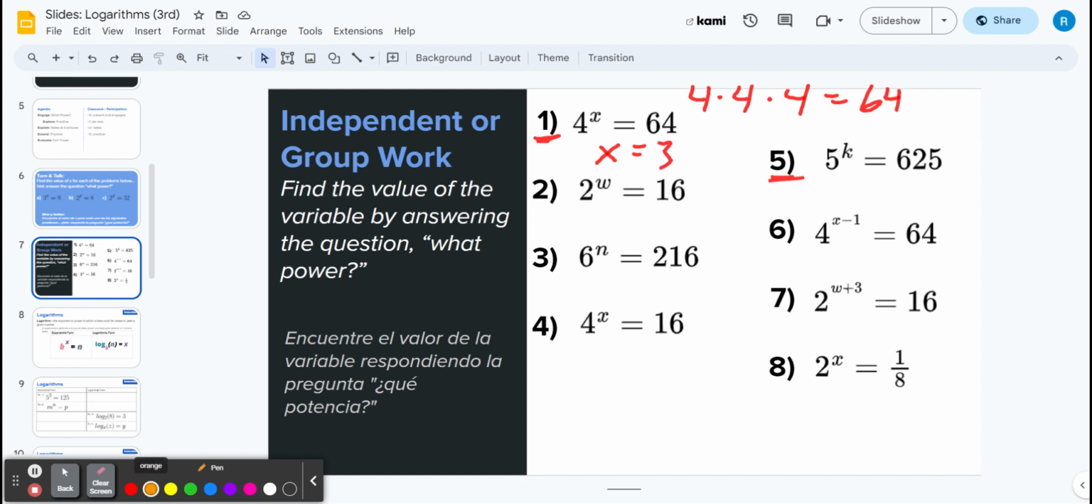If we try that for problem number 5, 5 to the k power equals 625, trying to figure out what k equals. 5 times 5 is 25. That doesn't go far enough. Times another 5 is 125. That doesn't go far enough. So if we go one more time, that will get us to 625. So my k value here is equal to the number 4.